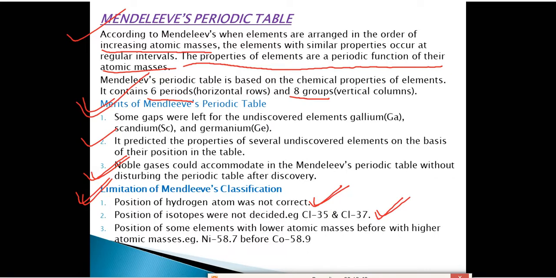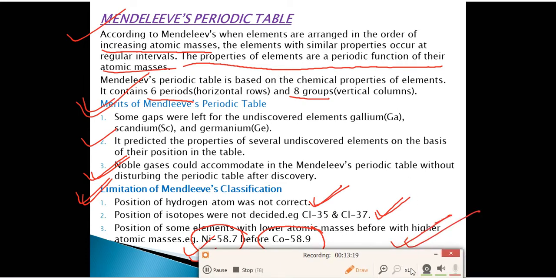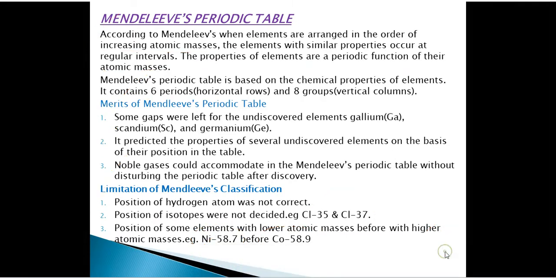Position of some elements with higher atomic masses was before those with lower atomic masses. See, over there you can see nickel has an atomic mass of 58.7 and cobalt has an atomic mass of 58.9. But then also cobalt was placed first and nickel was placed after that. Mendeleev said that elements were arranged in the order of increasing atomic masses, but this concept was not clear for him. So this was one of the limitations faced by Mendeleev.